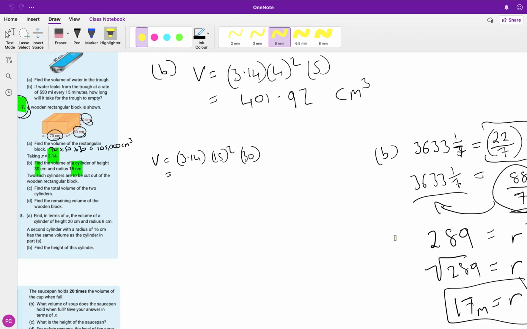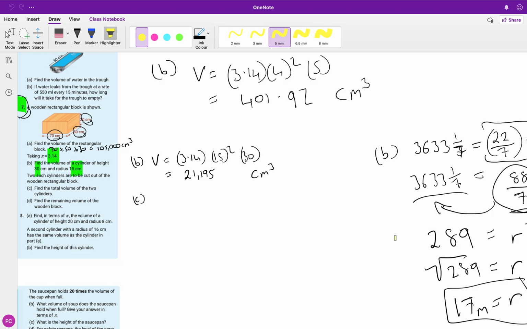Straight into your calculator. This is going to be in centimeters cubed to find the volume of our cylinder. And the answer works out as 21,195 centimeters cubed. Okay, so we've done part B. Part C of 7 is find the total volume of the two cylinders.